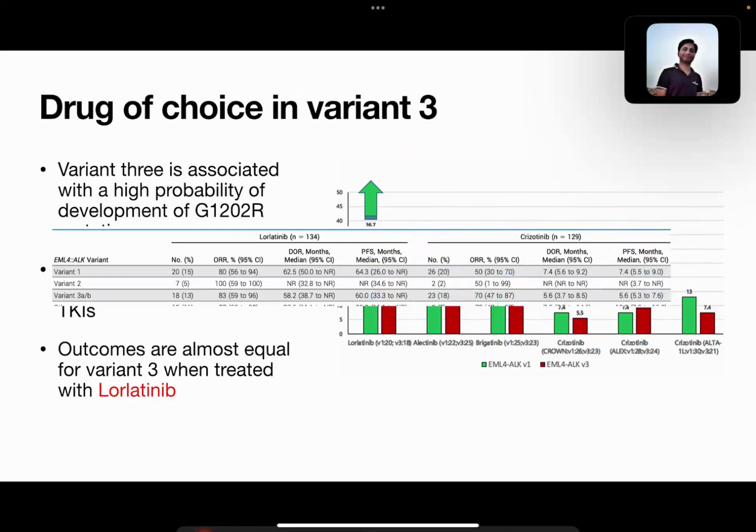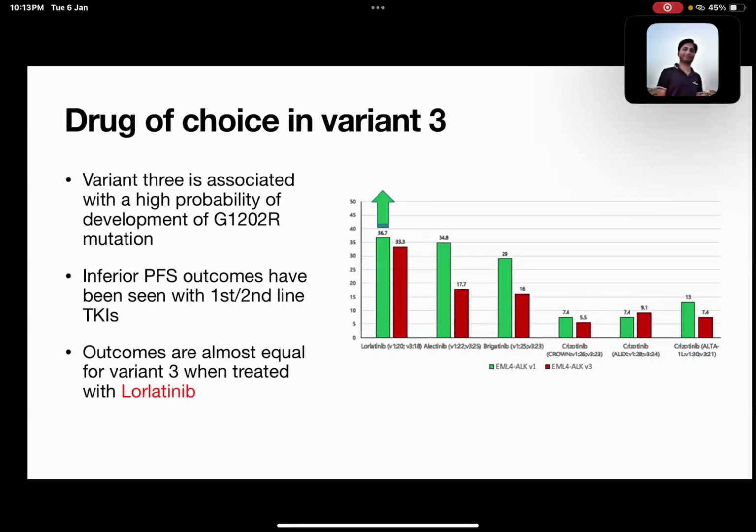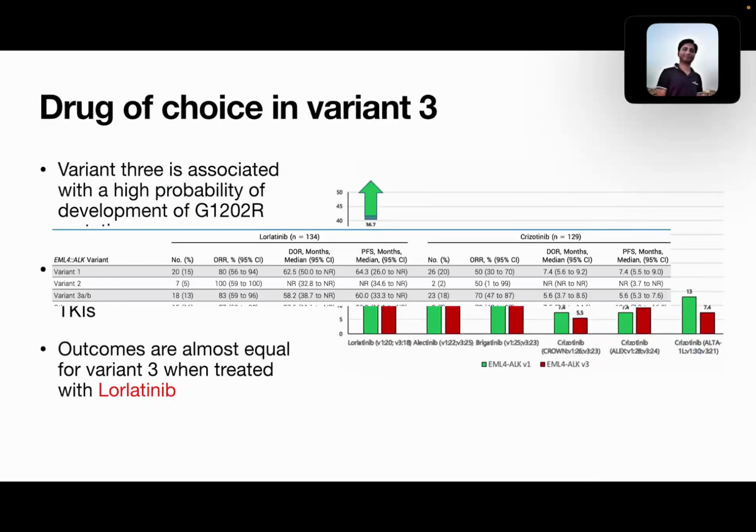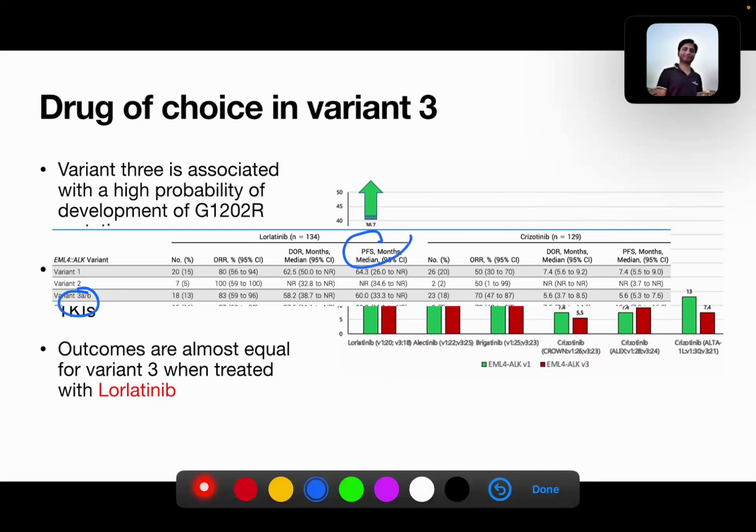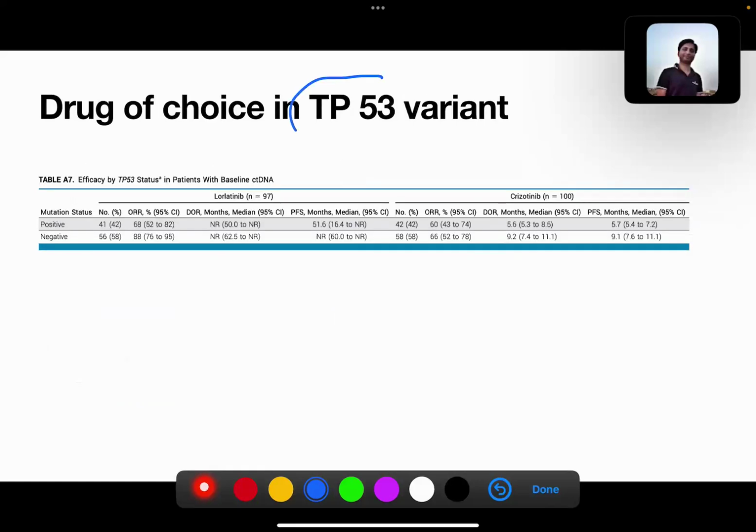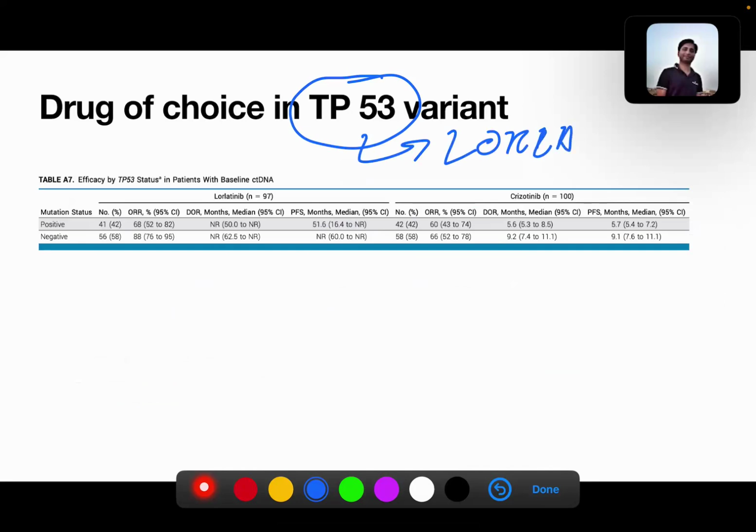You can see here, this is the data from the CROWN trial subgroup analysis. Even variant 3 has a median PFS of 60 months, right? Which is almost on par with your other variants. Also, TP53 co-mutation is a poor prognostic factor. Even in that case, you should consider giving lorlatinib.